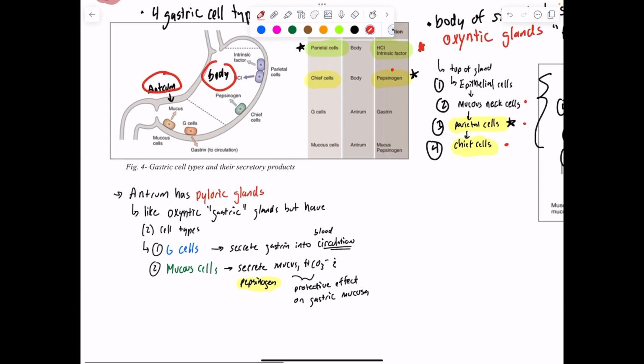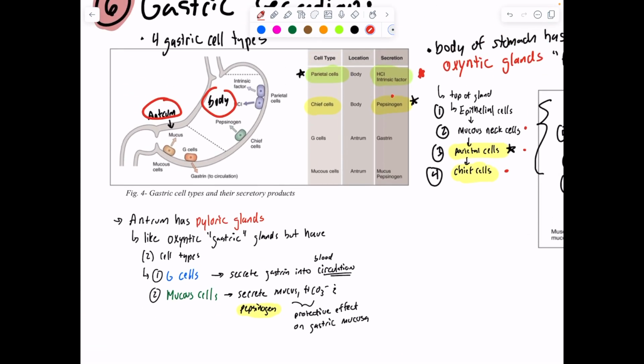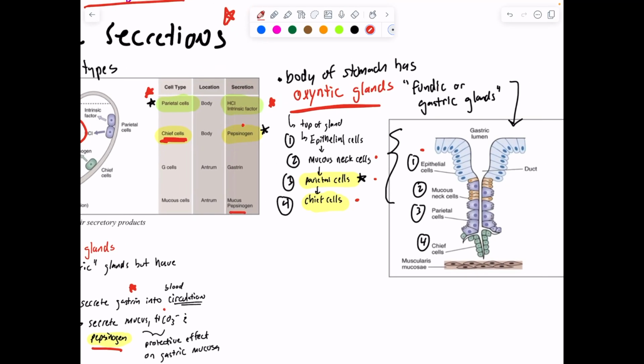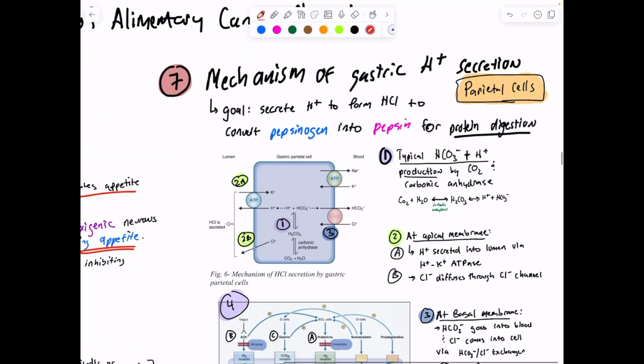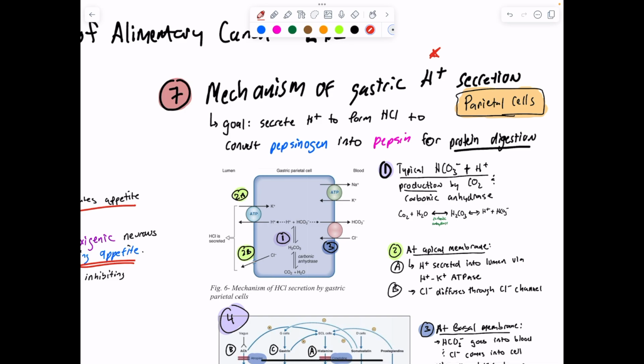Then the antrum region has pyloric glands, which are like the gastric glands, but have only two cell types. They have G cells and mucus cells, and we know G cells secrete gastrin into the blood circulation, which then eventually comes back and affects our parietal cells. Our mucus cells are going to secrete mucus, bicarbonate, which is basic, and pepsinogen as well. Of course, we know most of the pepsinogen is coming from our chief cells in the oxyntic glands from the body of the stomach.